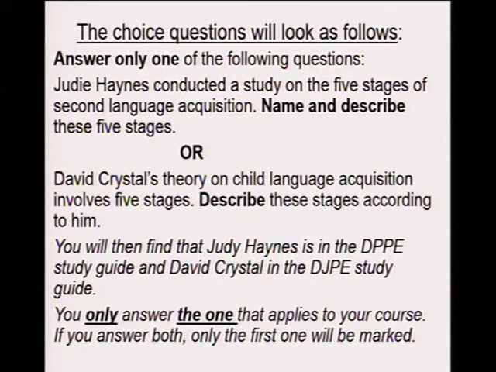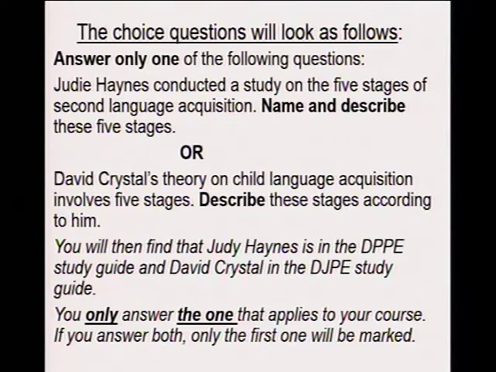Choice questions will look as follows. Answer only one of the following questions. Judy Hayes conducted a study on the 5 stages of second language acquisition. Name and describe these 5 stages. Or David Crystal's theory on child language acquisition involves 5 stages. Describe these stages according to him.